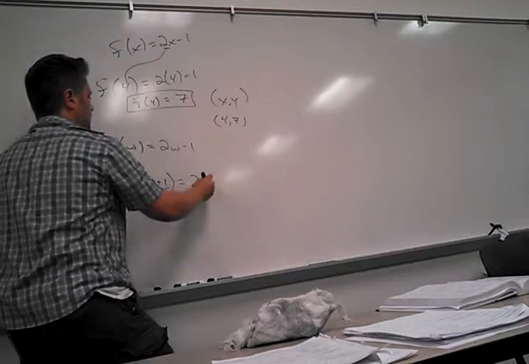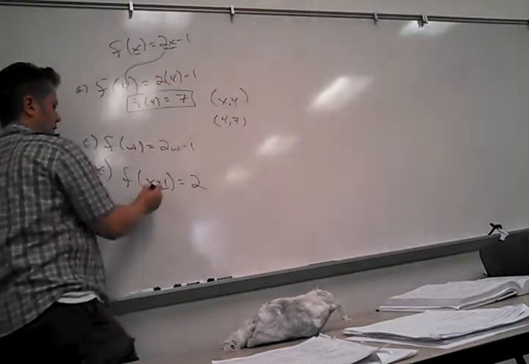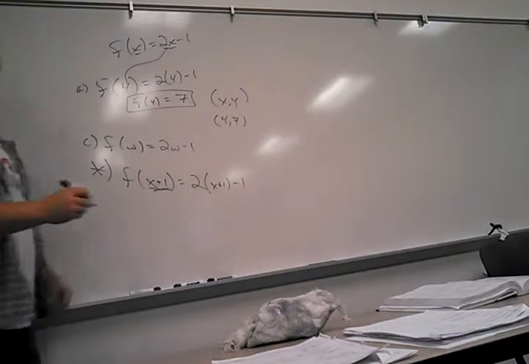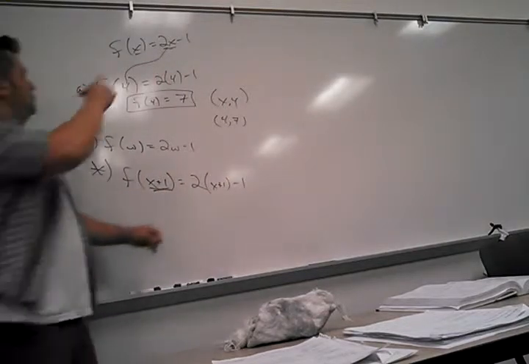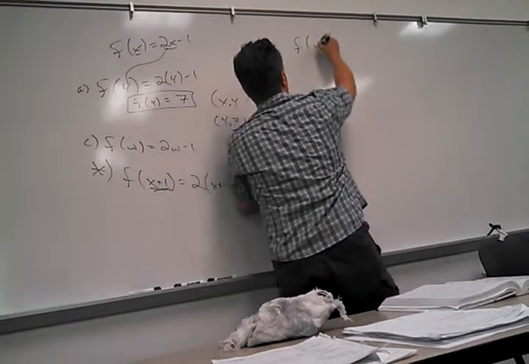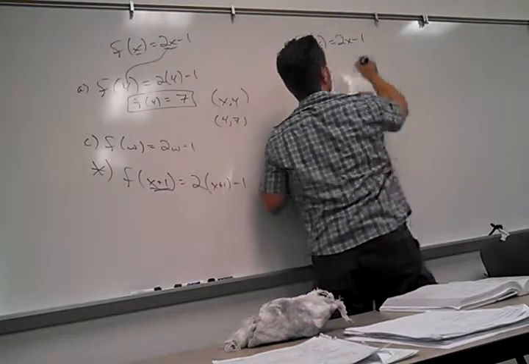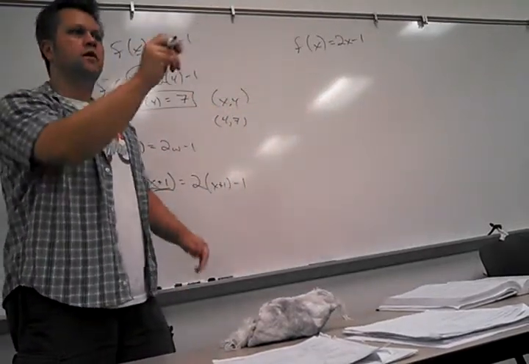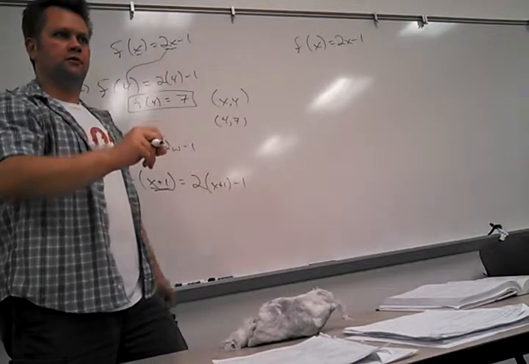Yeah, it'd be twice x plus 1 minus 1. Is that cool? Wait, no. All I do, let me put it up here next to each other. This is like how you would work number C. Yeah, it's one step beyond number C.